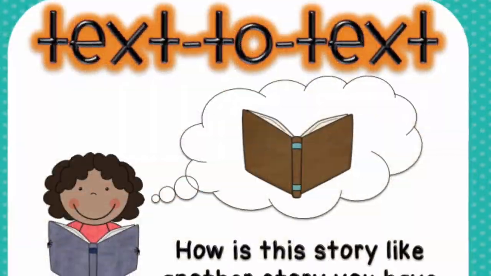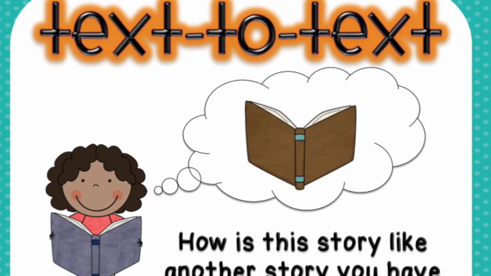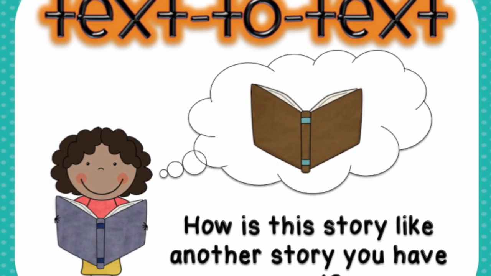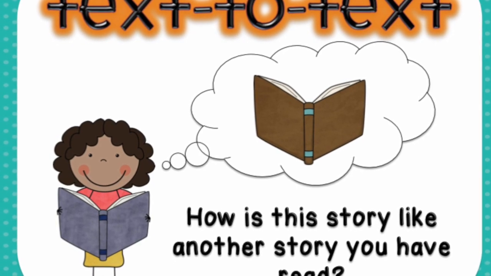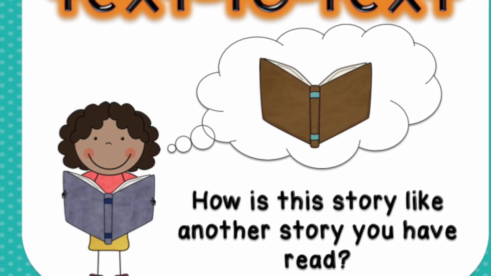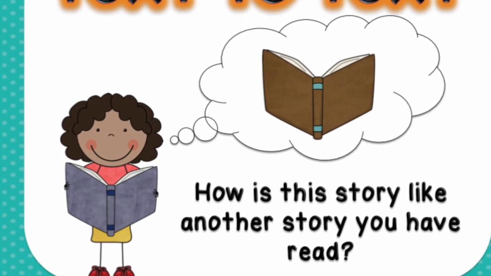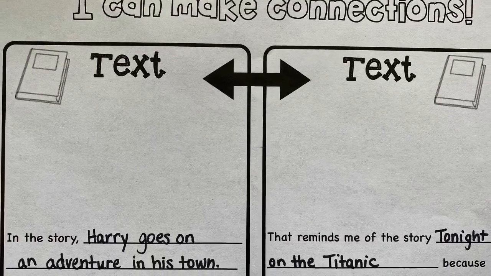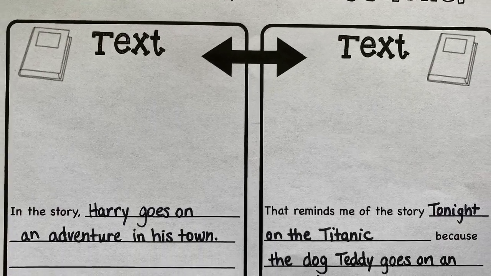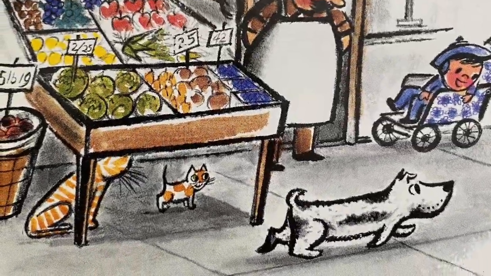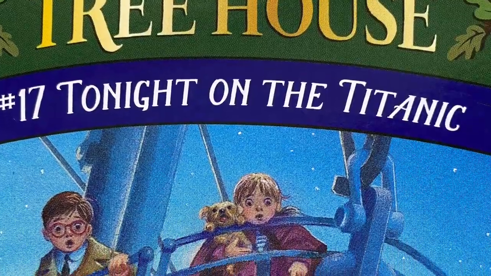Text-to-text connection is when you are reading a book and it reminds you of another book that you've read. It might be similar characters, it might be something similar has happened in the book. It could be a book in the same series, or it could just be a totally different book by a different author. An example of the text-to-text connection is, in the story, Harry goes on an adventure in his town. That reminds me of the story Tonight on the Titanic, because the dog Teddy goes on an adventure with Jack and Annie.